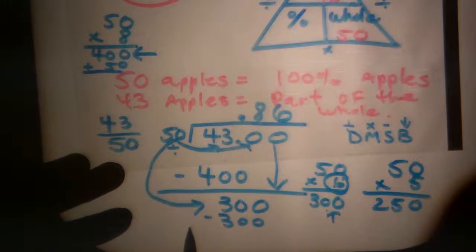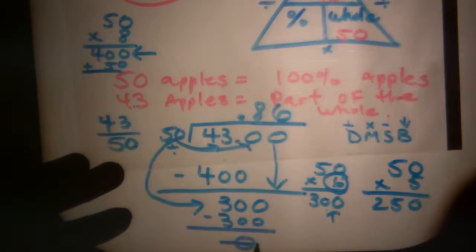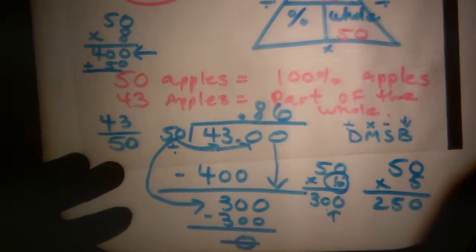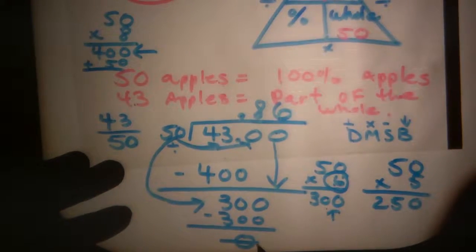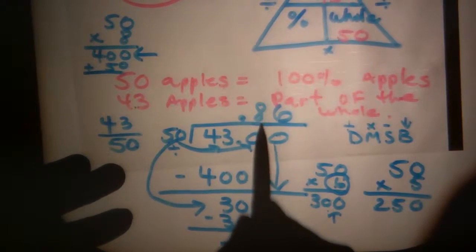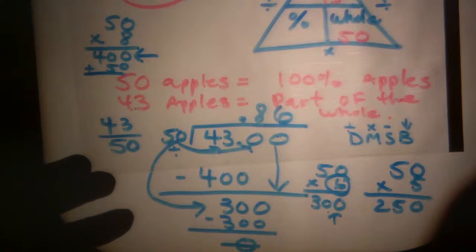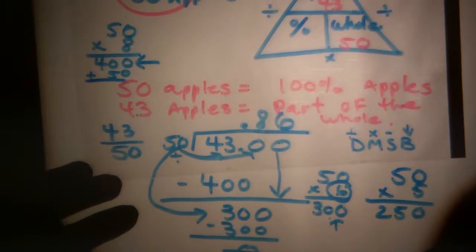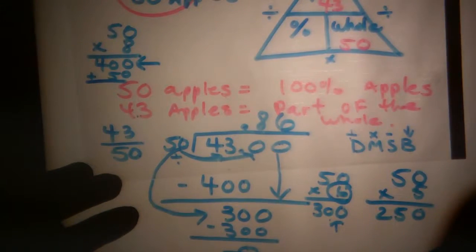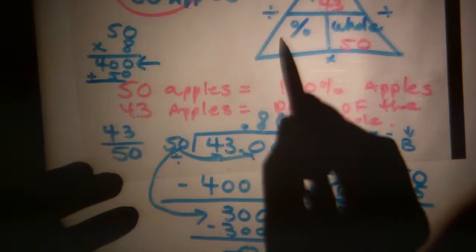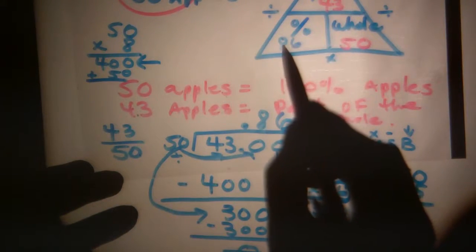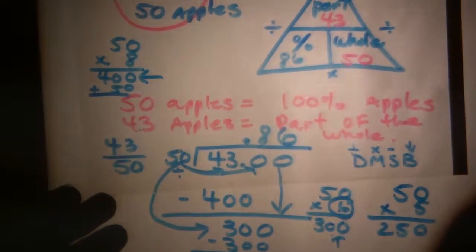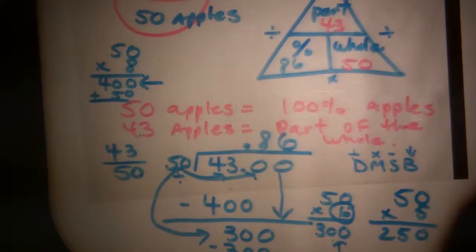Sis says subtract. I zeroed out. So I don't need to add any other zeros because I have a 0 here. We zeroed out. Now we have a decimal, 0.86. But we need to put that into percent form. 0.86 as a decimal. To turn that into percent, we'll move our decimal. We now have 86%. That's our answer. 86% of the apples are green.